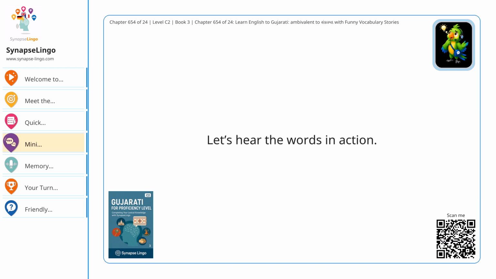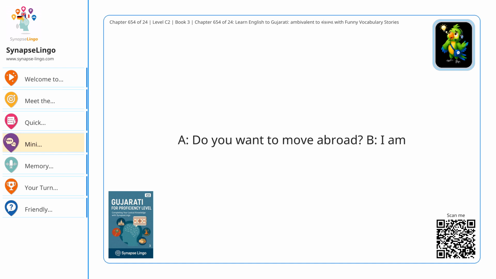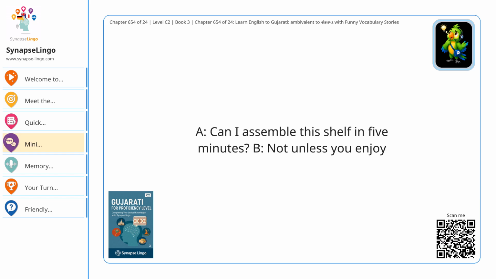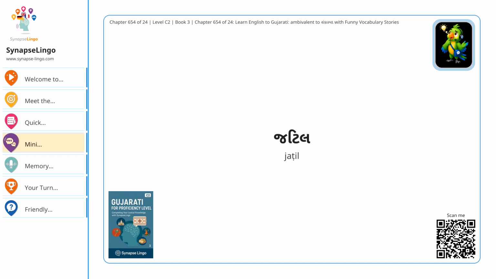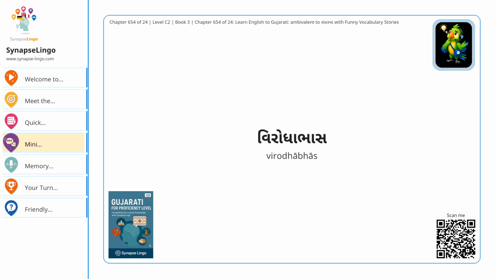Mini dialogue madness. Let's hear the words in action. Imagine these spoken with great seriousness, even when the topic is ridiculous. A. Do you want to move abroad? B. I am द्विधाग्रस्त, excited for adventure, sad to leave home. A. Is this novel easy? B. No, it is बहुपड़ीयु, and full of hidden meaning. A. Can I assemble this shelf in 5 minutes? B. Not unless you enjoy जटिल suffering. A. The sign says, ignore this sign. B. Ah, a classic विरोधाभास.